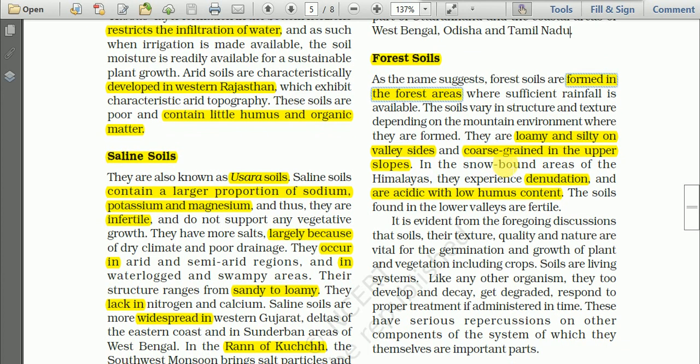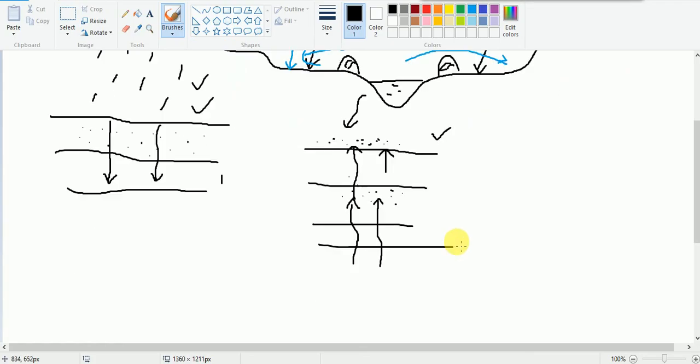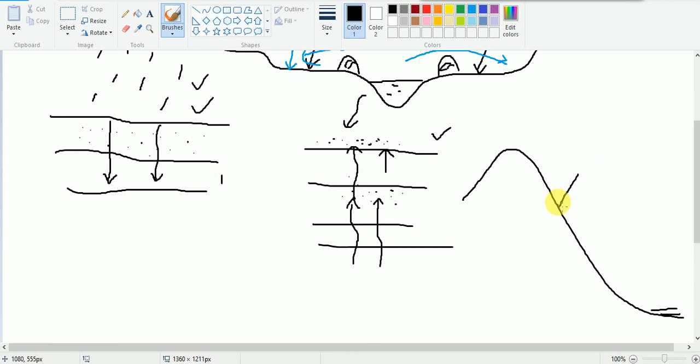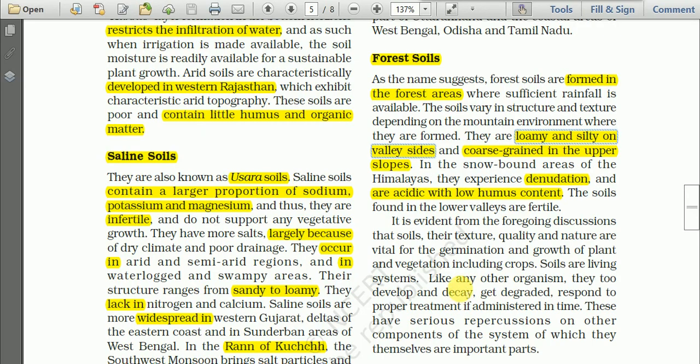These soils vary in structure and texture depending on the mountain environment where they are formed. They are loamy and silty on the valley side and coarse grain in the upper slopes. Let us say this is a mountain. So in the low-lying area, in the valley side, it is loamy and silty. In the upper slope, it is coarse grain. See here, in the upper slope, it is coarse grain, and in the low-lying area, loamy and silty.